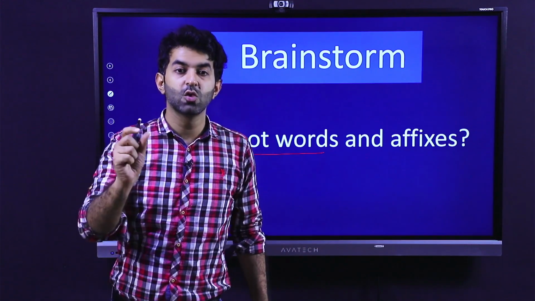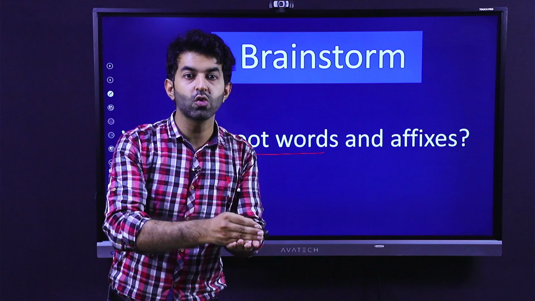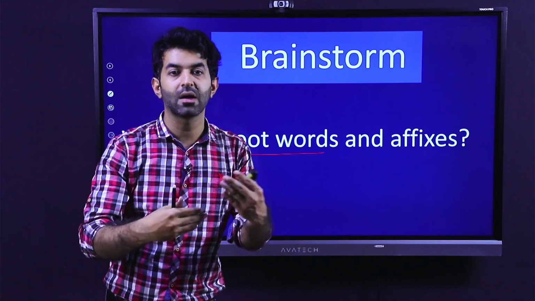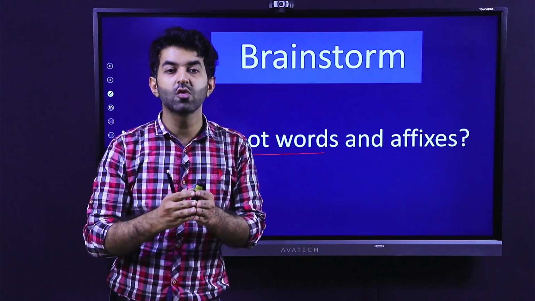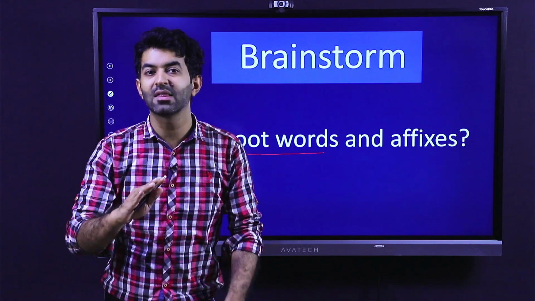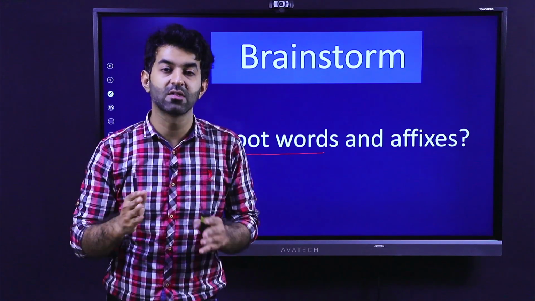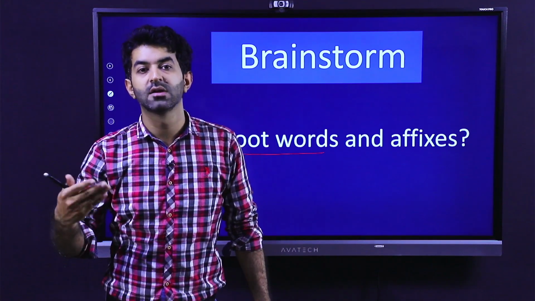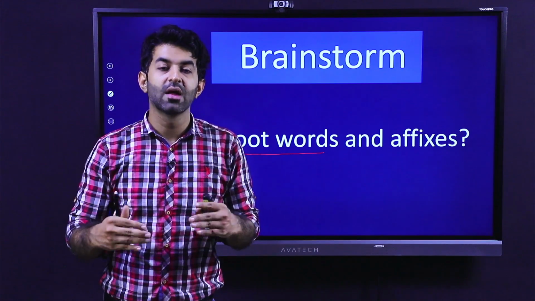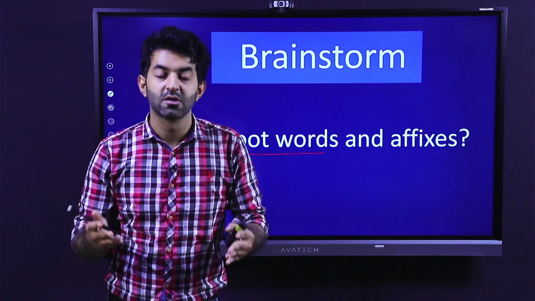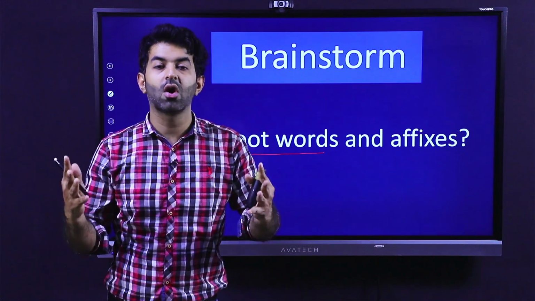We can use some letters at the start of the root word, the main word, to make another word, and we can use some group of letters at the end of the root word. Right after the last letter ends in the root word, we add our suffixes. So when we are adding affixes, prefix and suffix, they are called affixes.